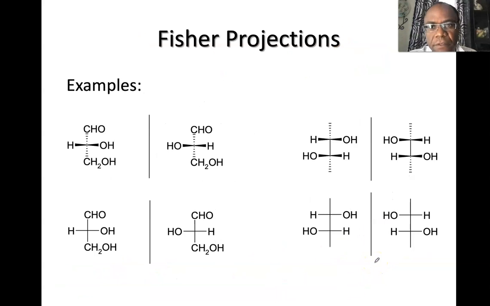Okay. So examples are these. So you see, the rules are any group that's at the polar end will bear the dashed lines, which means away.